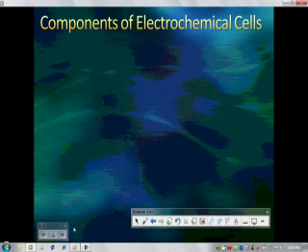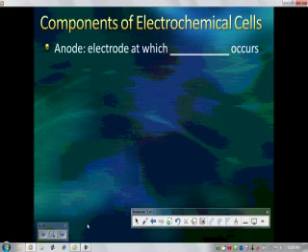Okay, components of electrochemical cells would be then our electrodes. And there's two different kinds of electrodes. One is called the anode. And this is the metal electrode at which oxidation occurs.